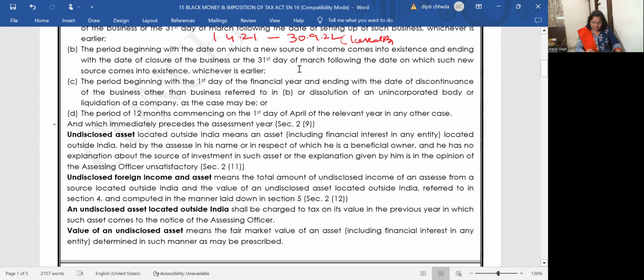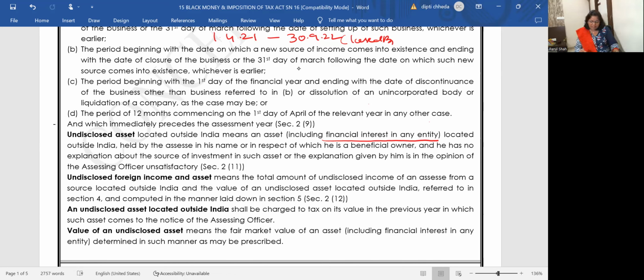Now, what is your undisclosed asset? An undisclosed asset located outside India means any asset including financial interest. Means you are a partner in an entity, you have a share in the profits of some venture and all. More I'll talk about financial interest. That is also your asset, no? I am 30% owner of a partnership firm in Canada.